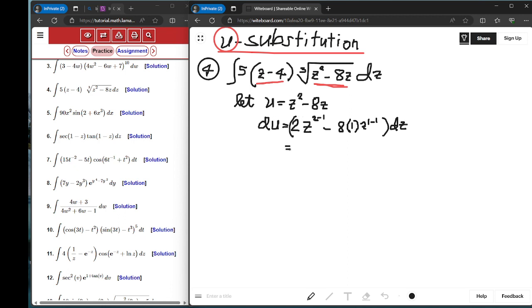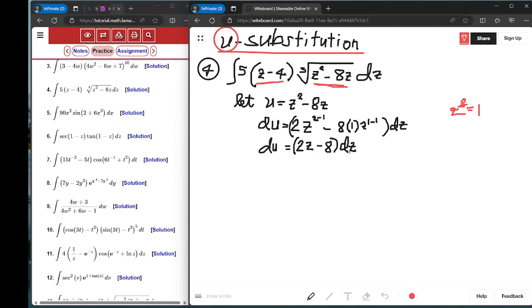Simplifying, this will become 2z, since 2 minus 1 is 1. Then we'll have 8, and z to the 0 is 1. Any number raised to the power of 0 is always equal to 1. And again, we should never forget dz. So our du is equal to 2z minus 8 dz.